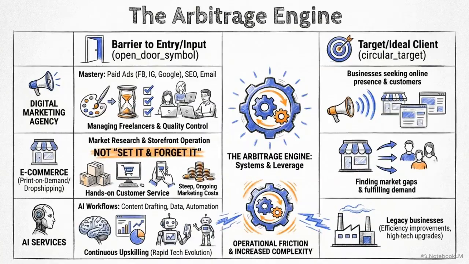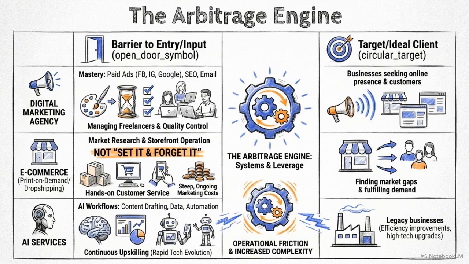This next table shows the arbitrage engine, where you shift from executing the work yourself to managing systems and leverage. We are analyzing digital marketing, e-commerce, and AI services. A digital marketing agency requires mastering paid ad platforms and then hiring specialized freelancers to actually execute the campaigns. Your daily work transitions away from creative tasks. Instead, you manage client anxiety and strictly control the quality of your freelancers' output.